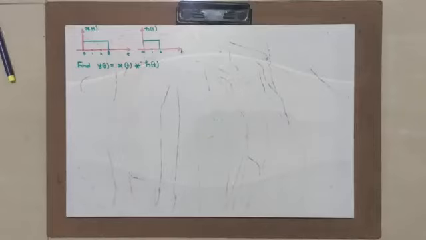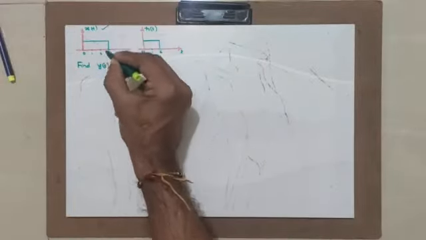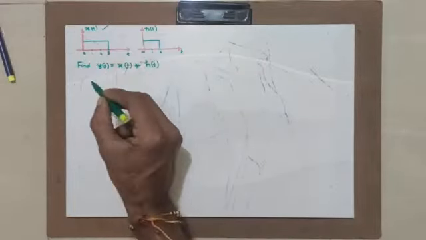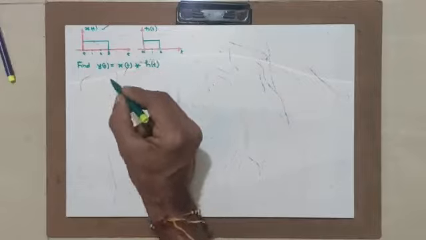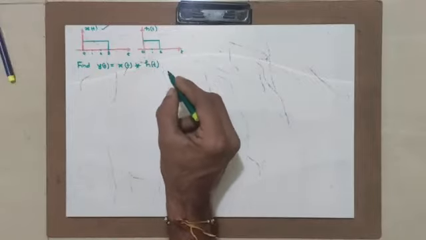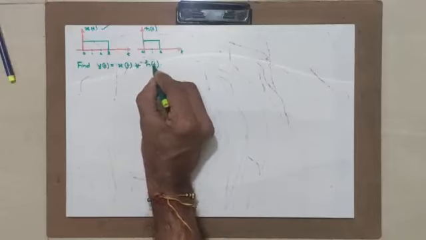Okay, students, let us understand convolution of two given signals here. First, x of t is a pulse which exists from 0 to 3, and h of t is another pulse which is present from 0 to 2. We have to convolute these two signals. That means y of t is x of t convoluted with h of t.